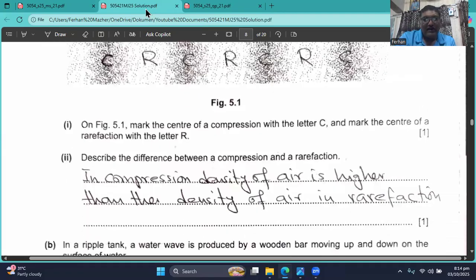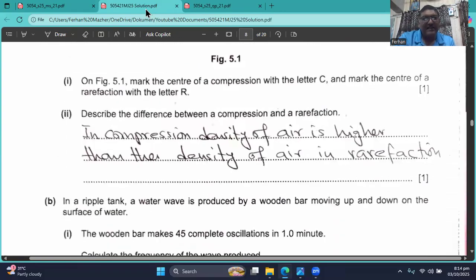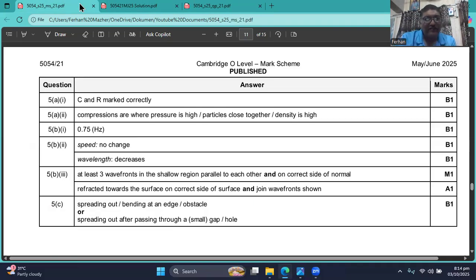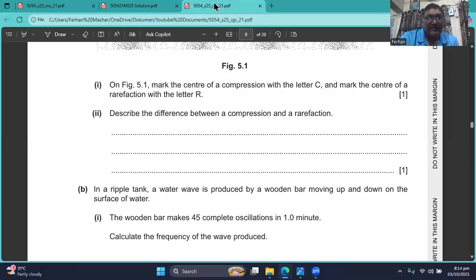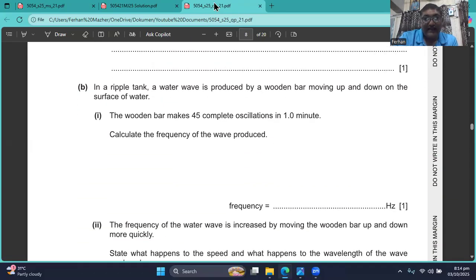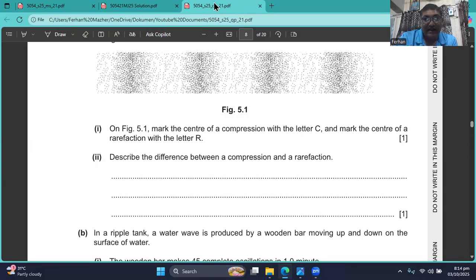So you have to only write one difference. I think in compression, the density of air is higher than the density of the air in the rarefaction. You just have to write one difference. Okay, so this is what I have written. You can always write a different answer, but by consulting the marking scheme.